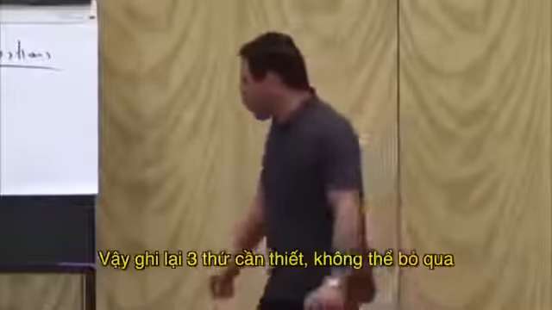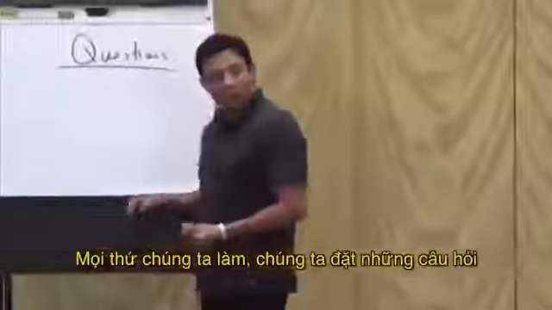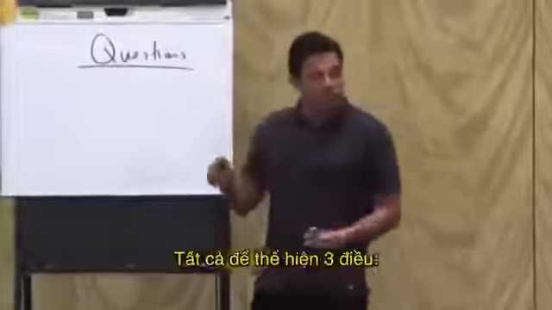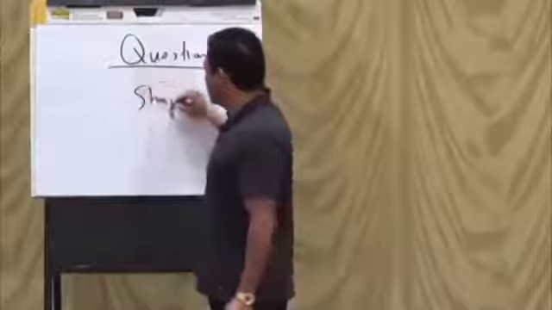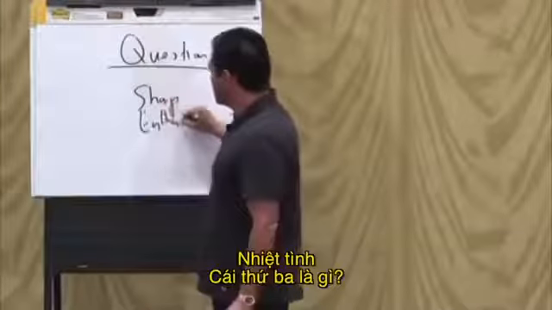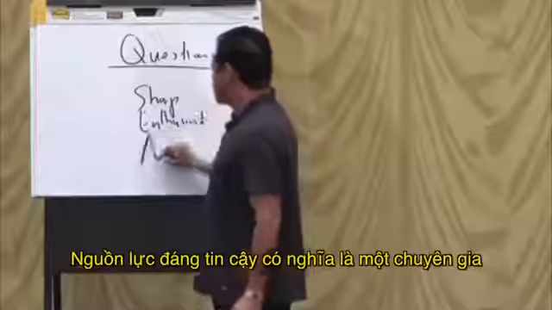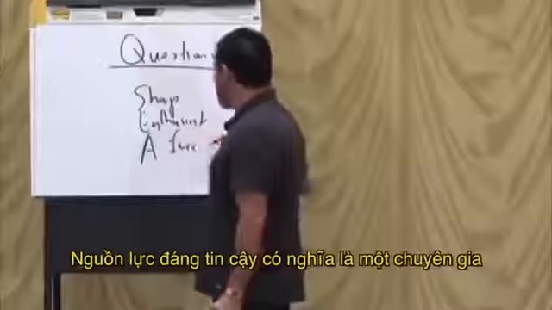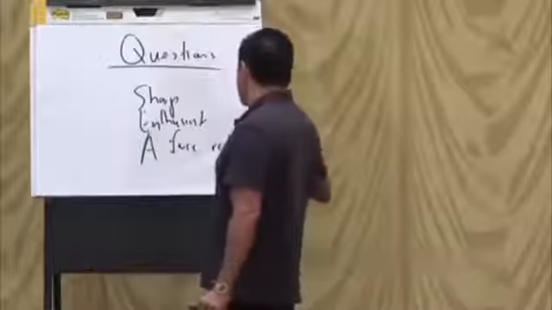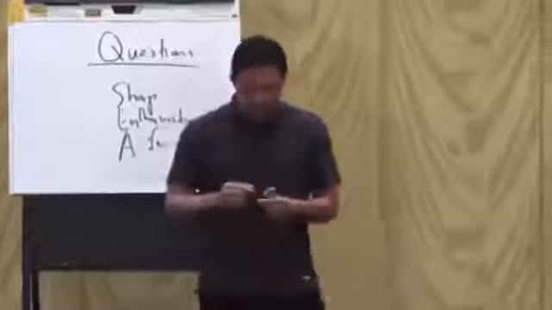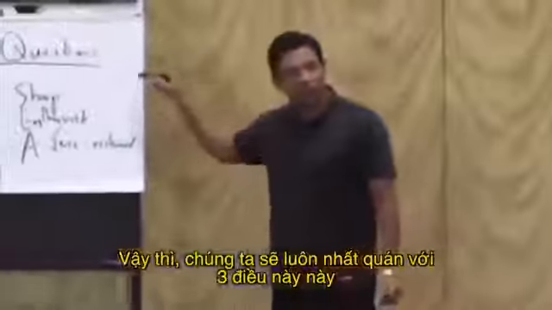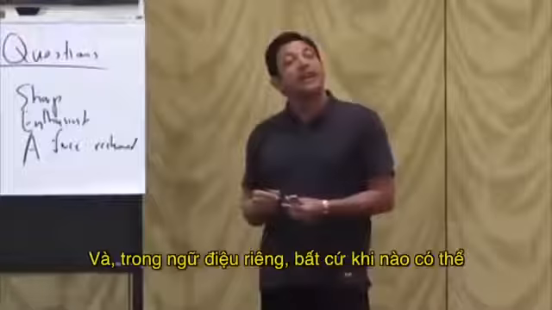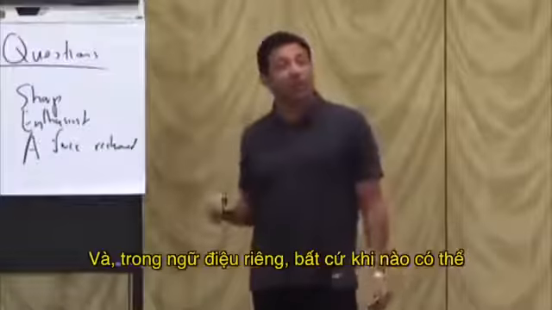Right? Let's write down the 3 cornerstones. Everything that we do when we're asking these questions, we're looking to accomplish 3 things. What are they? Sharp as a tack. What else? Enthusiastic. What's the third? Force to be reckoned with, meaning an expert, an authority figure. So we're going to always be congruent with these 3 things.